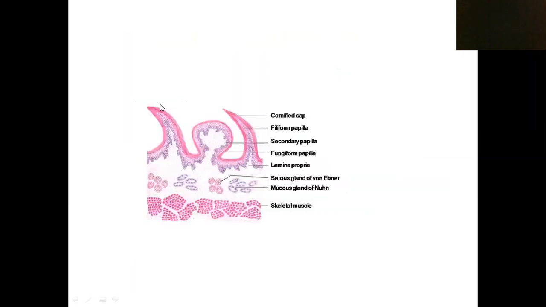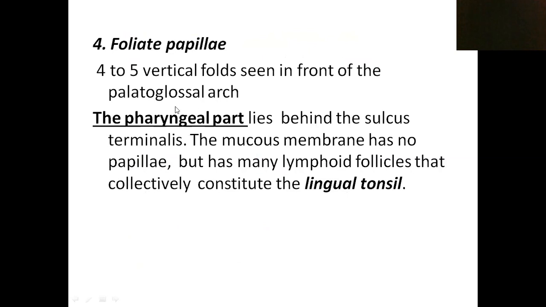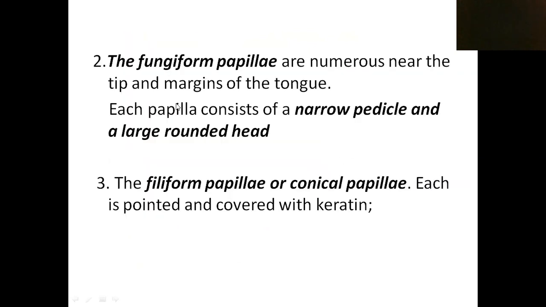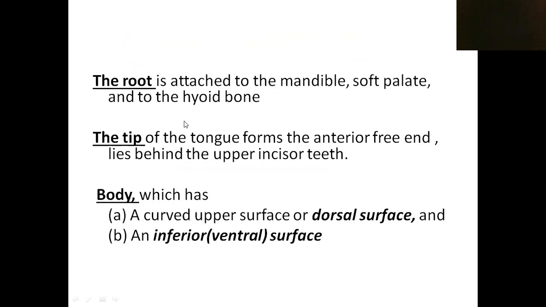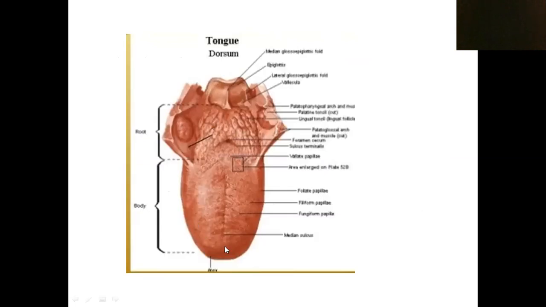So the anterior two-third is clear now. I told you the dorsal surface is divided into anterior two-third and posterior one-third. The anterior two-third is rough because of the projections of mucous membrane. Those projections are known as papillae. Basically, four types of papillae are there: circumvallate, fungiform, filiform, and foliate.